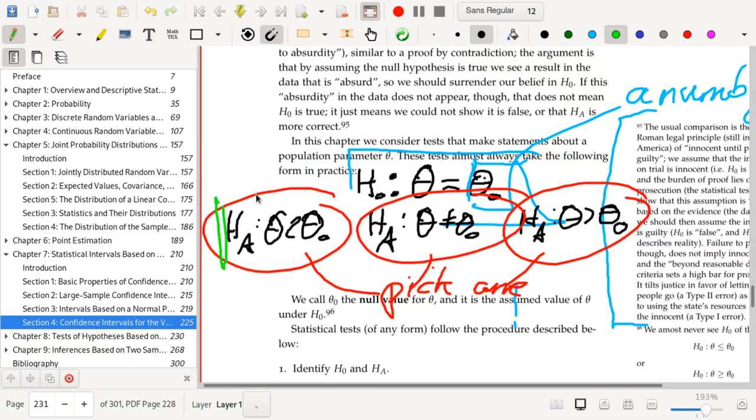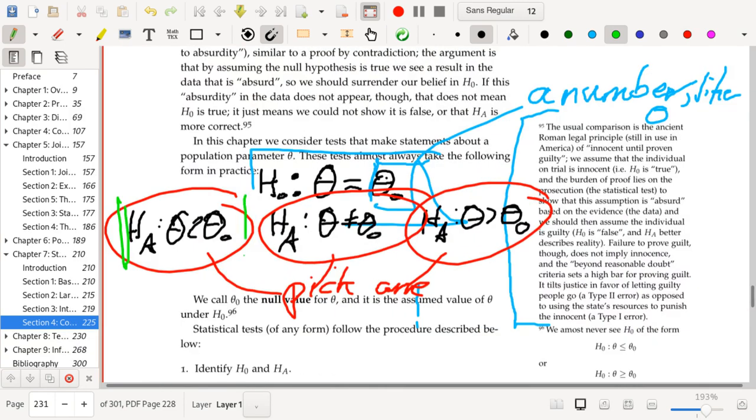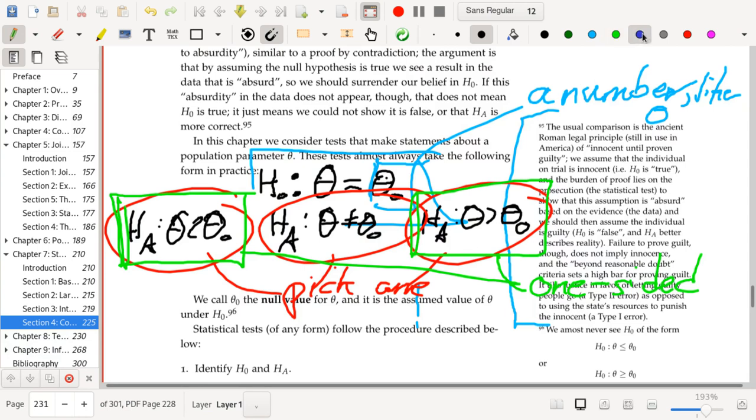The two alternative hypotheses on the left and right hand side are one-sided. The reason they're called one-sided is because under these alternative hypotheses, theta is either larger or smaller than what you believe under the null hypothesis. The middle case, where theta is not equal to theta naught, is a two-sided case. So this is a two-sided alternative, since you're saying theta is either less than theta naught or greater than theta naught, and in either case, the alternative hypothesis will be true.